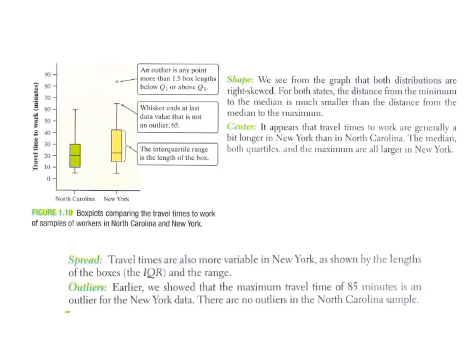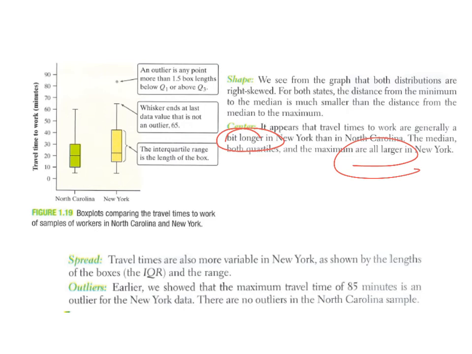They are not just saying this is what it looked like in New York and this is what it looked like in North Carolina. Okay, our center here, it appears that the travel times to work are generally a bit longer in New York than in North Carolina. So they compared them: a bit longer in New York. The median, both quartiles, and the maximum are all larger. Remember, if you don't use those comparison descriptive words, you will not get credit. You cannot describe them as two completely separate things.